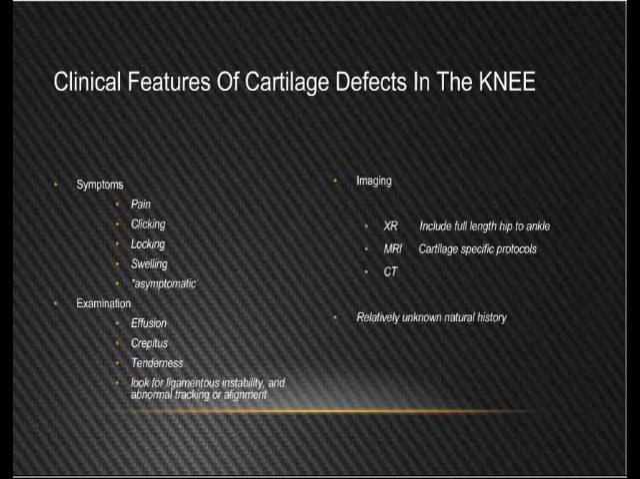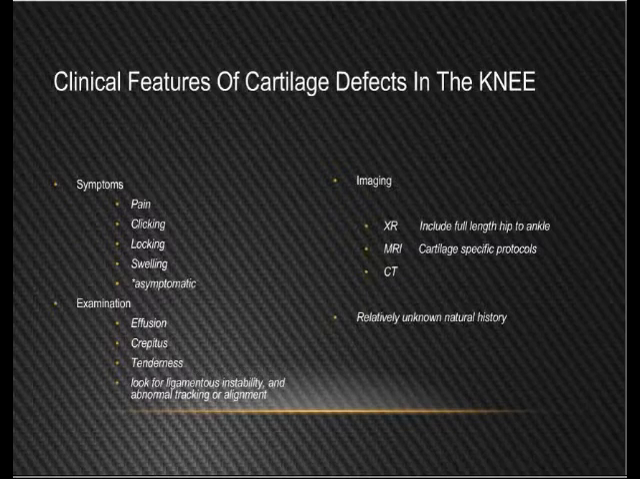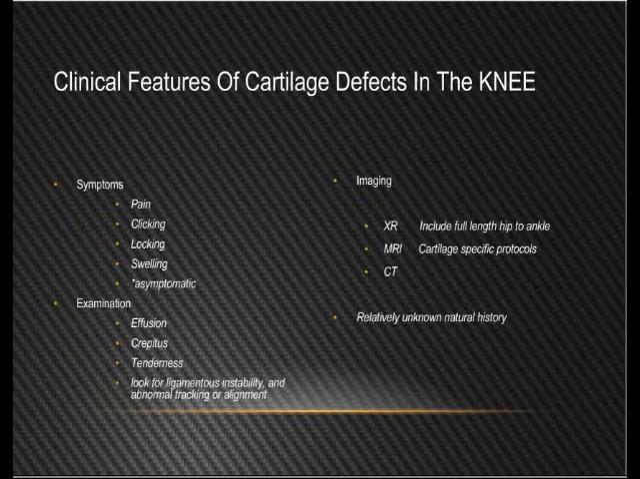The natural history of these defects is relatively unknown because such a large proportion are asymptomatic and only picked up at arthroscopy in a knee that's symptomatic for another reason. So it can be difficult to educate your patients in terms of what's going to happen if we do nothing and what's going to happen if we treat.